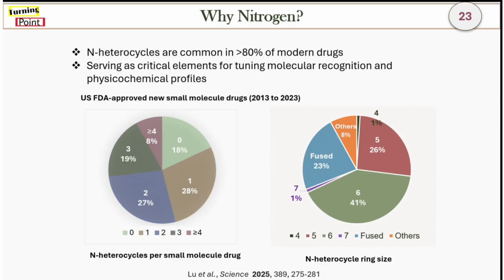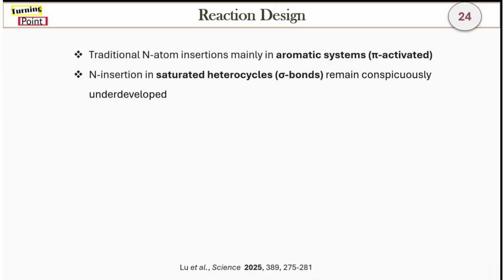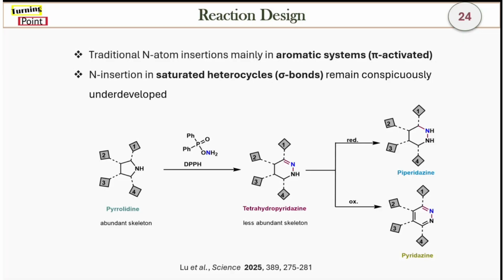In the survey, what they found is that all the examples given show nitrogen atom insertion in aromatic systems, which are pi activated systems. But they were not able to find an example of nitrogen atom insertion in a saturated heterocycle because it is very challenging. So after taking motivation from this, they developed a reaction methodology.